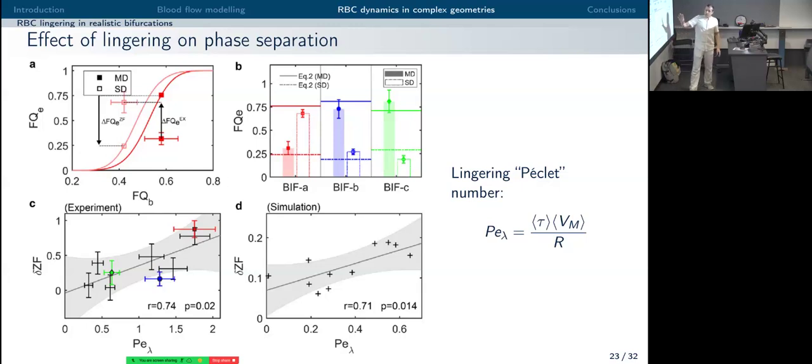And at the bottom left, this is experiments. Bottom right is simulation. You can see a very similar trend, but a different range of parameters. For example, in simulations, we did not have as much lingering compared to the experiments. And we believe that is because we did not have a very good model for the contact between the red blood cell and the apex.